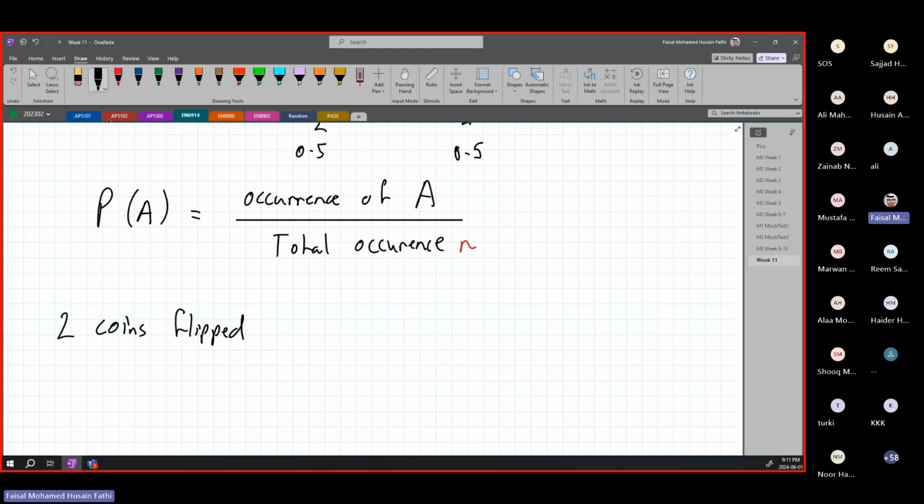Okay, so what are the possibilities that we have now? It can either be heads and heads, or it could be heads and tails, or it could be tails and heads, or it could be tails and tails.